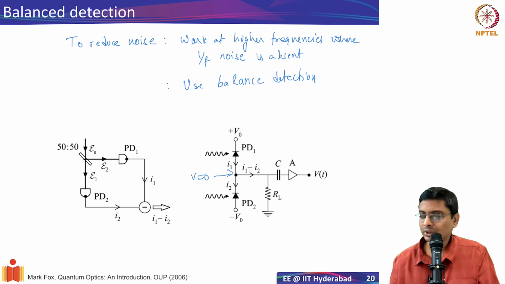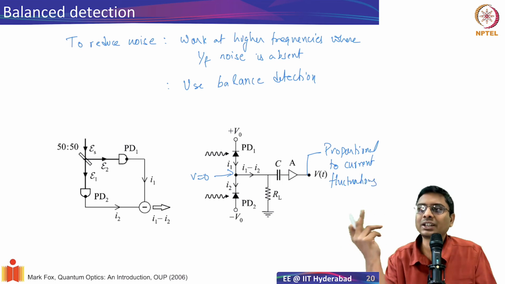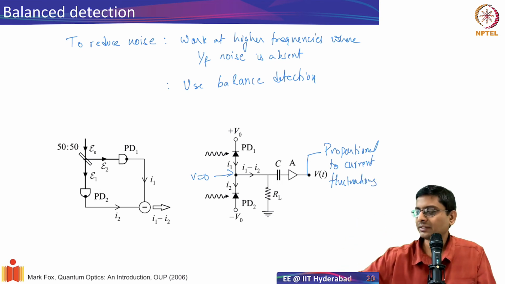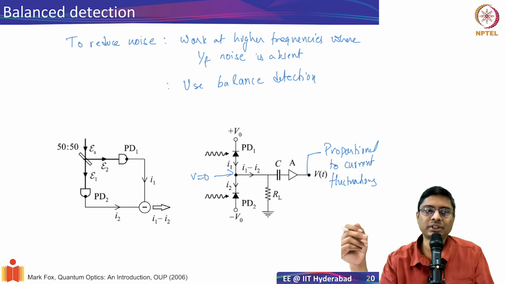So if you have this sort of a current which is a difference, then I'll pass it through a capacitor and an amplifier. Essentially, my voltage output here, this V, is going to be proportional to current fluctuations. So if I look at how the photocurrent is behaving, I can study that. Okay, and this is a very important technique that we use in the measurements.